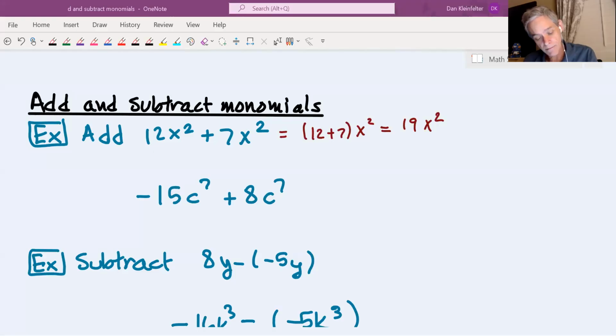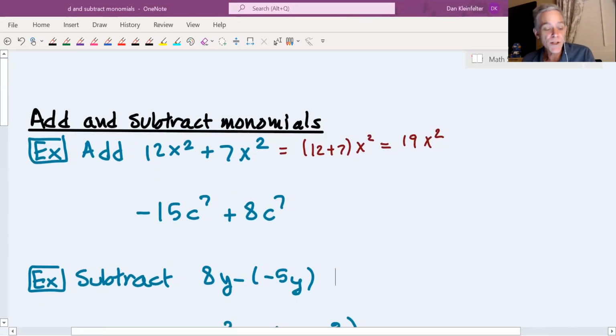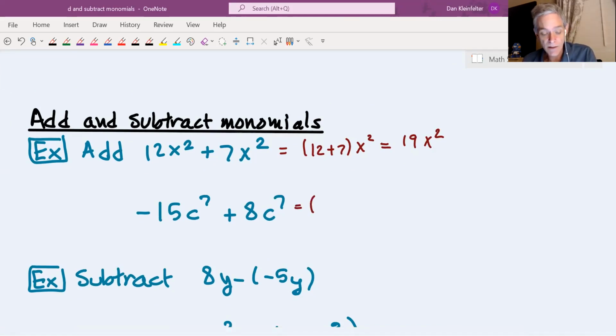So you could also... sorry about that. I decided to crash again. Okay, so for the next one, we have negative 15c to the 7th plus 8c to the 7th. This will be the same as negative 15 plus 8 c to the 7th. And then negative 15 plus 8 is negative 7. So we'll have negative 7c to the 7th.